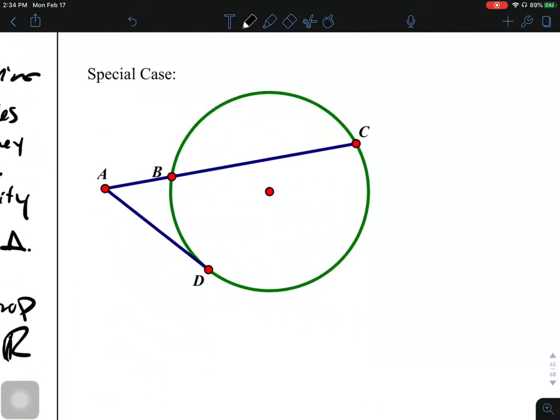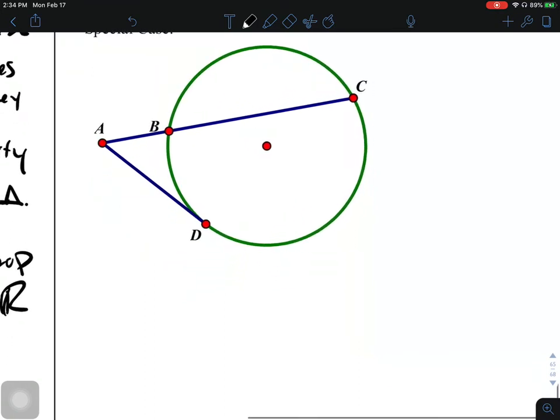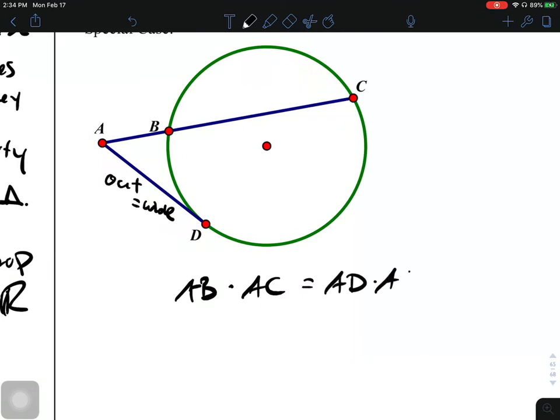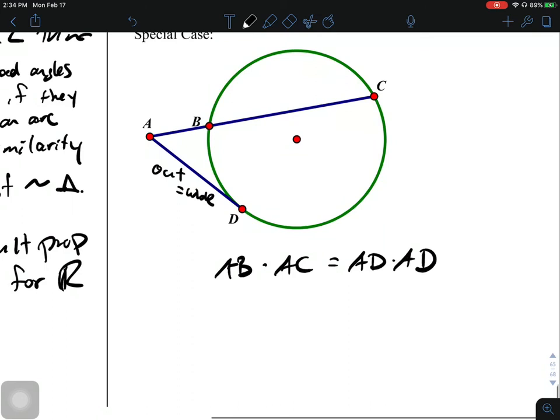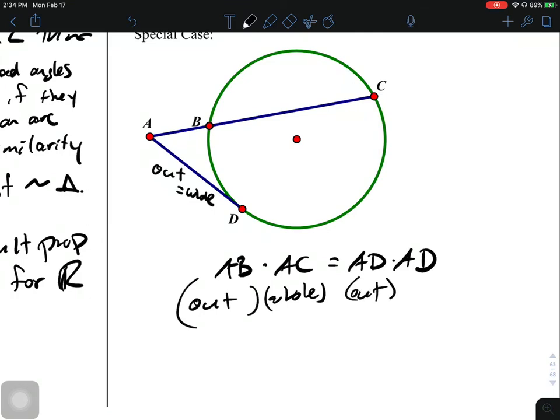Special case. We like special cases. In this special case, the out is equal to the whole. So AB, outside, times the whole AC is going to equal AD, the outside, times AD, the whole. Out, whole, out, whole.